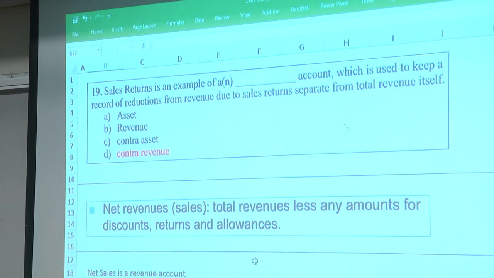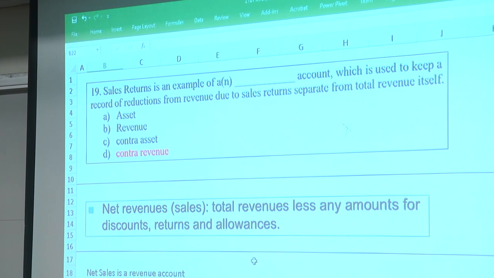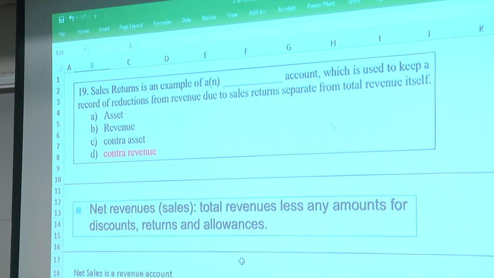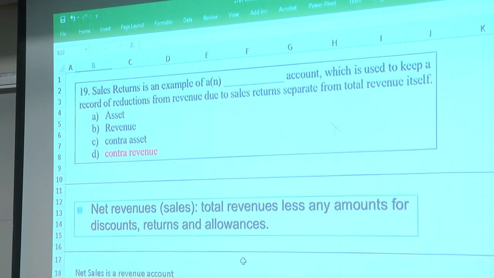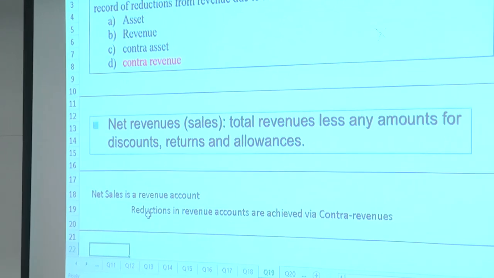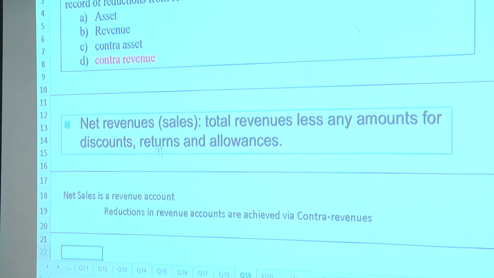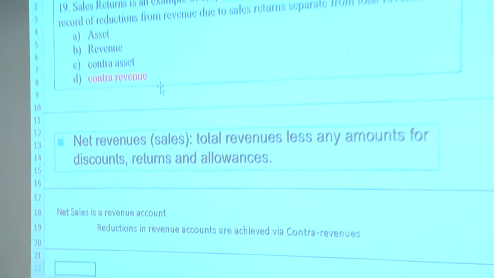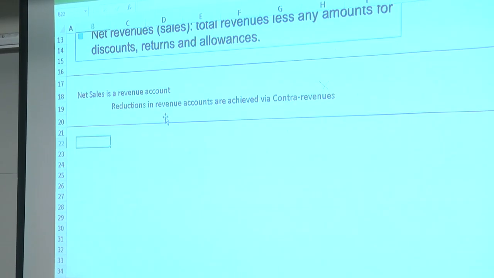So you guys are pretty familiar with revenue accounts at this point, but throughout the textbook, there's mention of these contra accounts. Normally in accounting, if we have an amount in an account, and then that account needs to be reduced, we don't just take that number and reduce it. Usually there's another account that keeps a record of reductions to that main account, and those accounts are called contra accounts. So in this case, net sales is a revenue account, and reductions to this revenue account are achieved via discounts, returns, and allowances. So the answer here is that sales return is an example of a contra revenue.